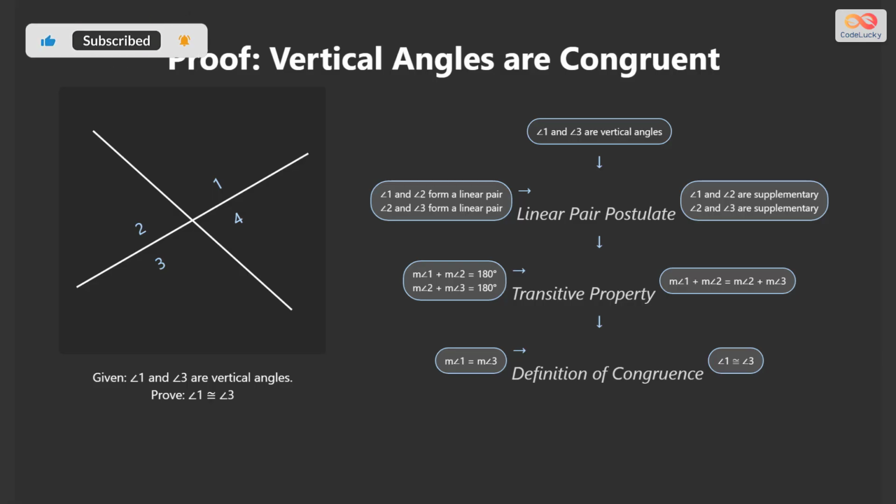By the transitive property, we can set these sums equal to each other. Subtracting the measure of angle 2 from both sides reveals that the measure of angle 1 equals the measure of angle 3. Therefore, by the definition of congruence, angle 1 is congruent to angle 3.